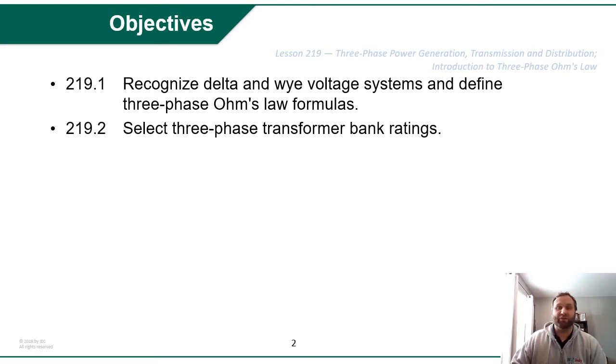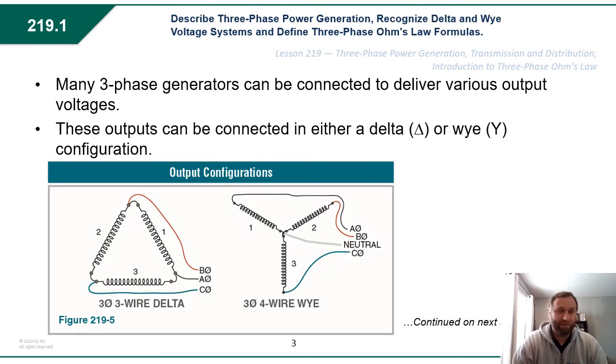Let's look at some three-phase formulas, or three-phase Ohm's law. Many three-phase generators can be connected to deliver various output voltages. Guys, for your exam as well, you will need to be able to identify the differences between a delta and a Y transformer. Here's a couple examples right here on the screen. Know the differences, know their calculations and their formulas. We'll get to that here in a little bit, but just keep in mind you will need to understand the differences and the calculations involved with delta and Y three-phase transformers.